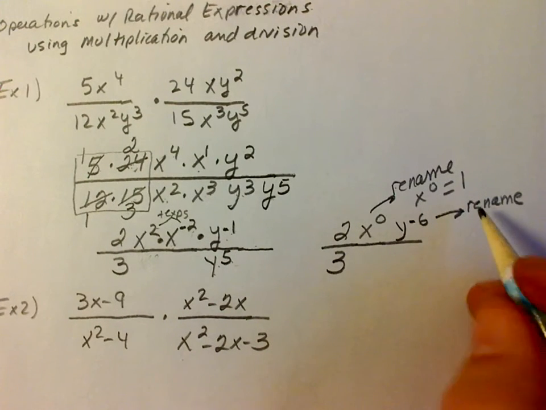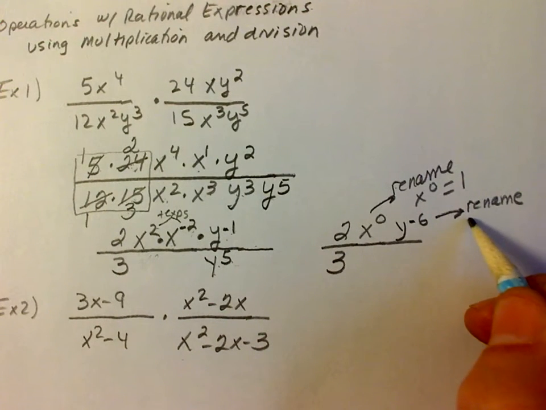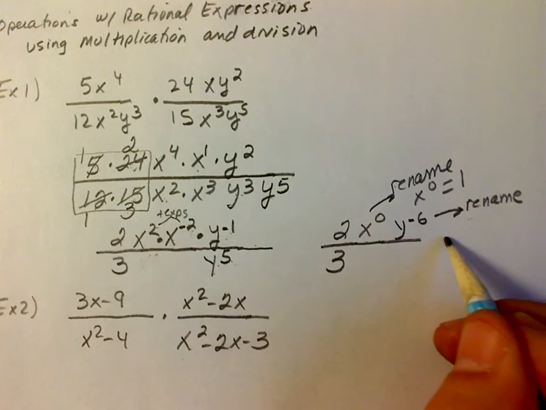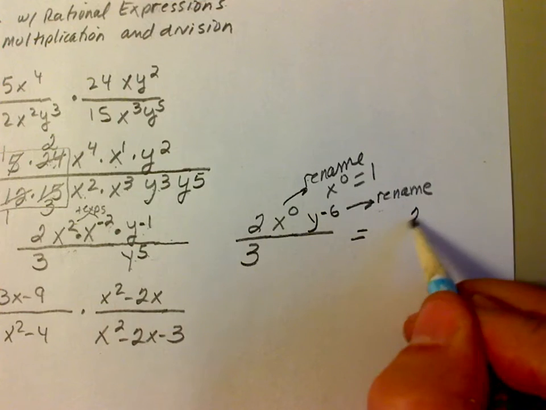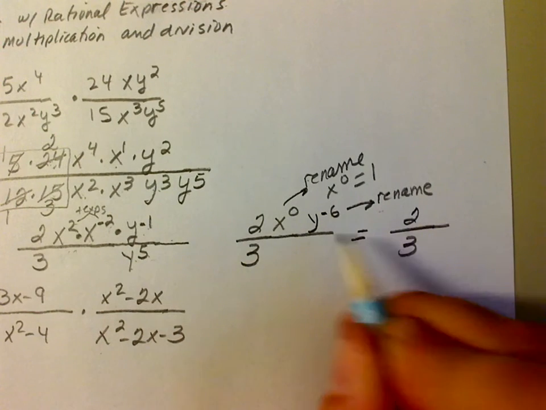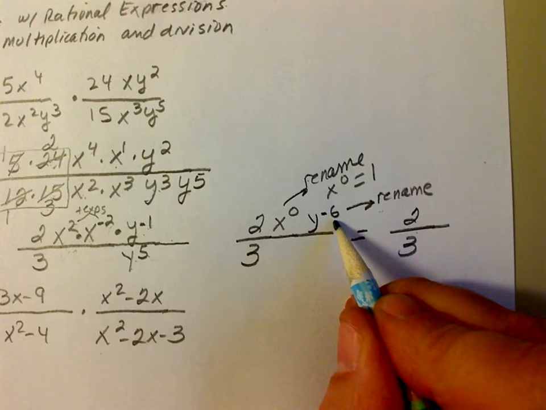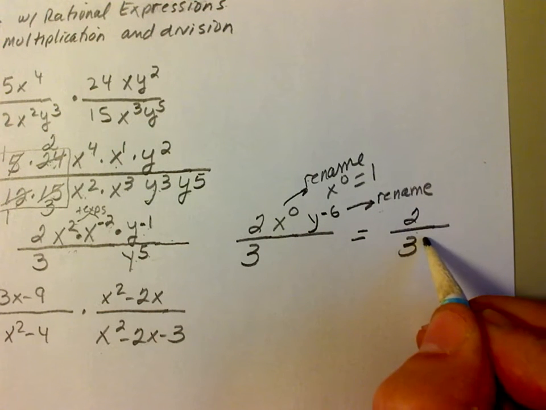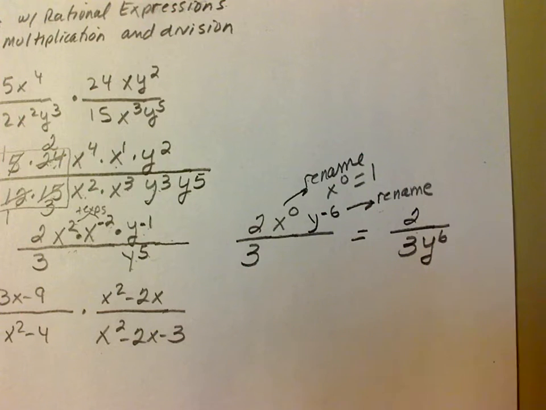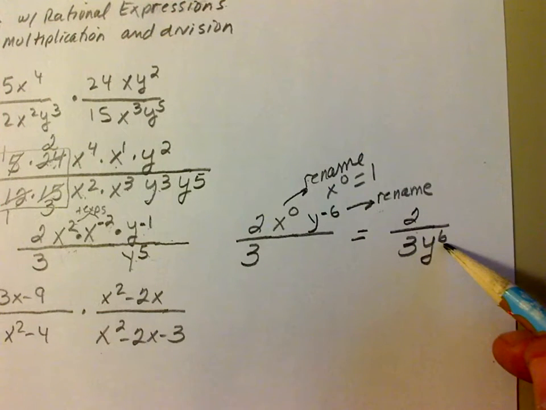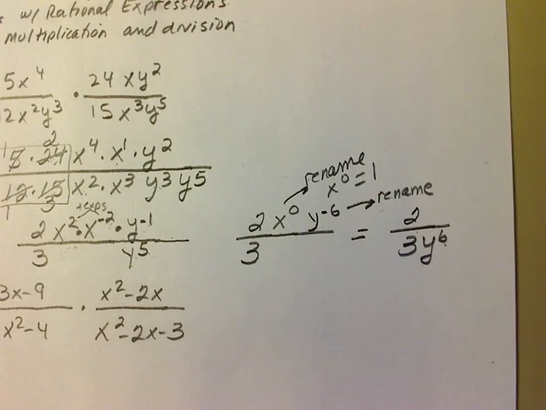Now that we've consolidated our numerator and denominator, now we can do the renaming process. So here, my final answer will be 2/3. x to the 0 is 1, and y to the negative 6 can be renamed as a positive exponent as y to the 6th power in the denominator.